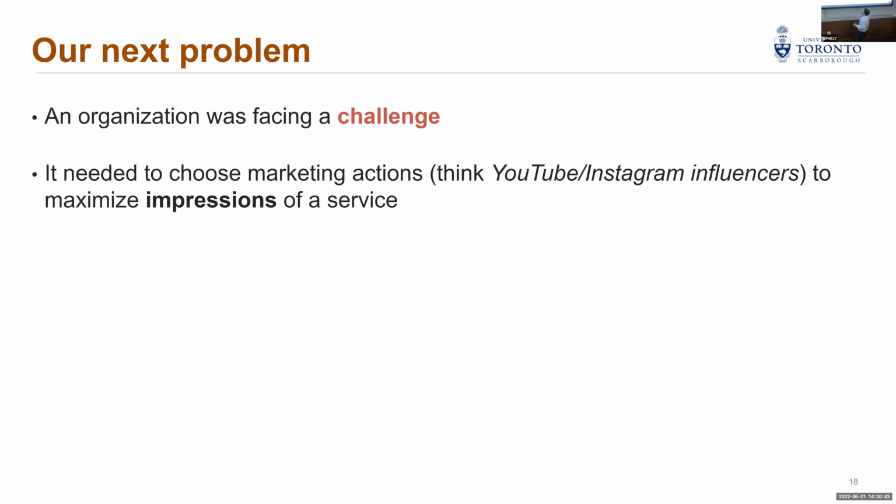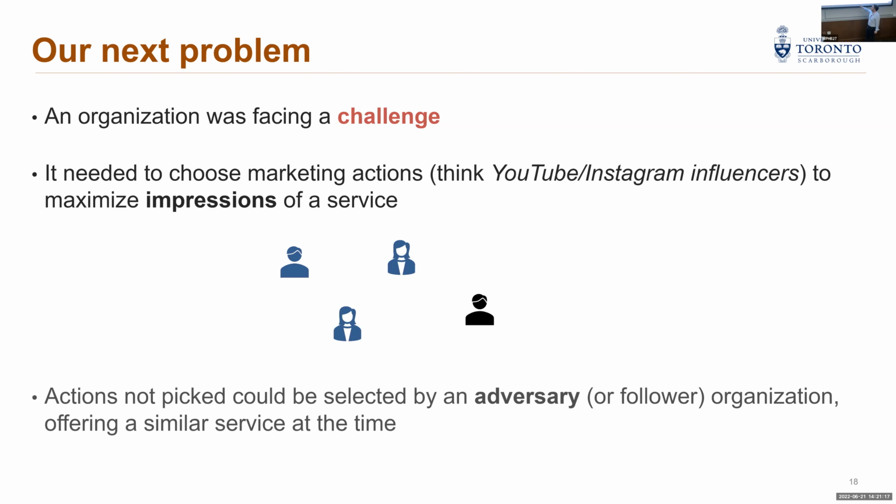They need to choose marketing actions. You can think about they need to choose YouTube and Instagram accounts to maximize impressions. Essentially they have some influencers that they wanted to pick to talk about some events and activities they were doing at the time. And what they had to do is select some YouTubers to try to sell that particular product. Hey, there is this event, come here. Now, they could not select all of them. Maybe they just selected three here because they had budget constraints and some other combinatorial constraints that exist there. The thing here is that there was also another organization that was competing with them. And the actions or marketing assets that they wouldn't pick would be selected by an adversary, right?